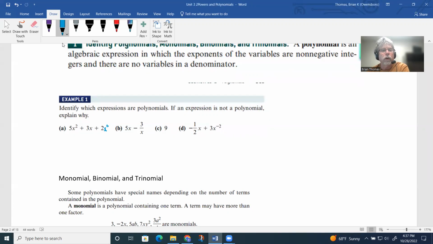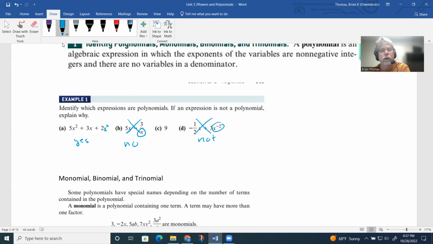Okay, so notice how in 5x minus 3 over x, that x is in the denominator. This is going to tell me that this is not going to be a polynomial. So this one's no. And notice how this x to the negative 2, the variable is raised to a negative exponent. That's also going to tell me this is not going to be a polynomial.